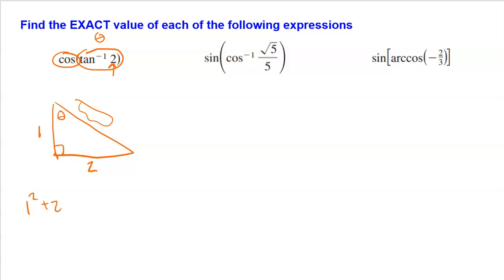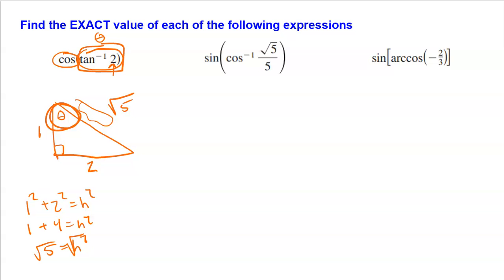1 squared plus 2 squared equals hypotenuse squared. That's 1 plus 4 equals hypotenuse squared. That's 5 equals hypotenuse squared. Take a square root, and boom, your hypotenuse is the square root of 5. So cosine of this angle, which is what they want me to find, I drew a picture of the angle. This enabled me to draw the picture. But now that I have that picture, cosine of theta is the adjacent divided by the hypotenuse. There's my answer.